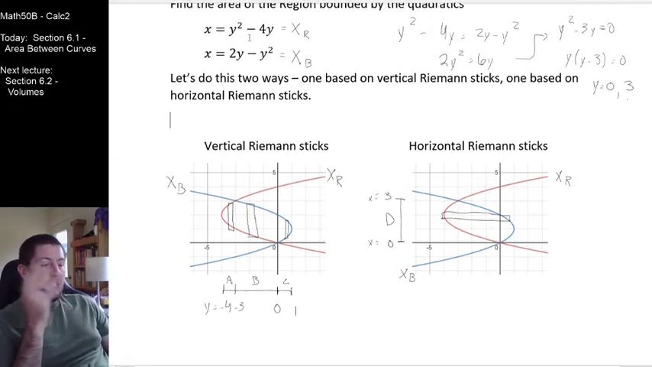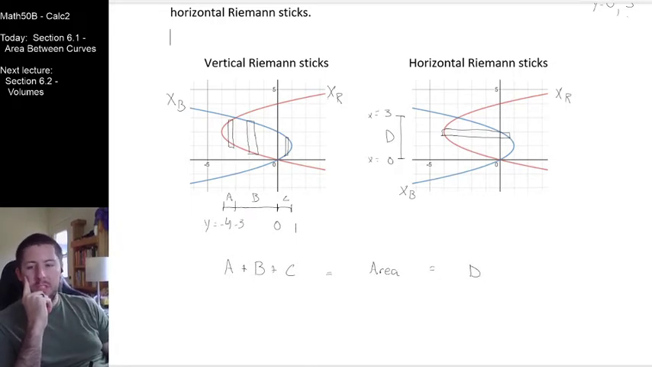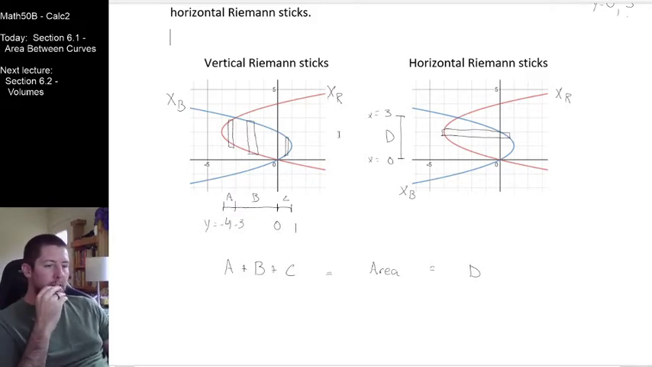Right? So it should be the case that we should be able to do this two different ways. The area associated with regions A, B, and C should be equal to the area associated with just the way that we've described region D on the other hand side over there. We should be able to come at this two different ways.